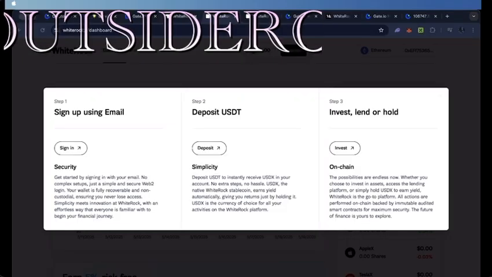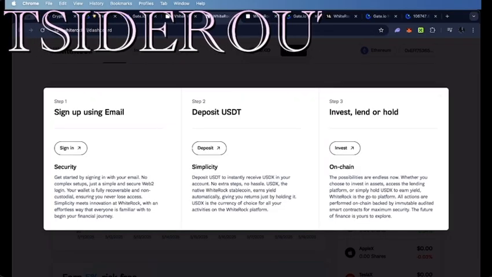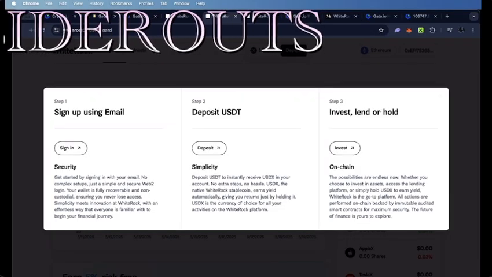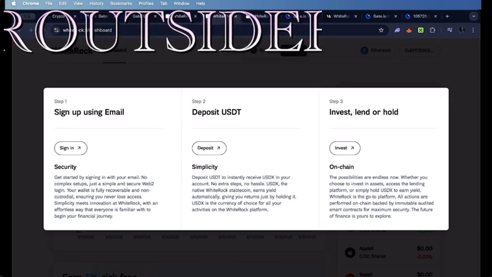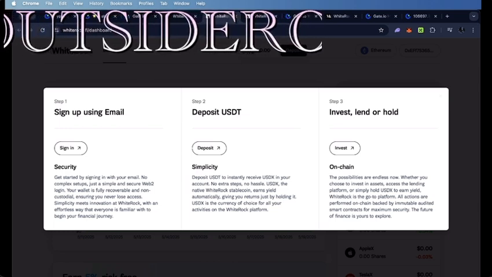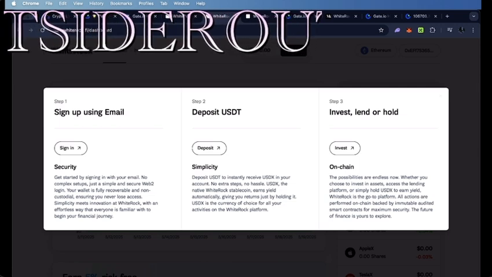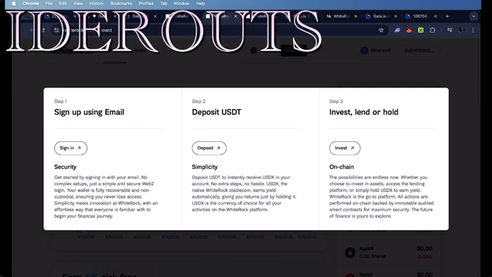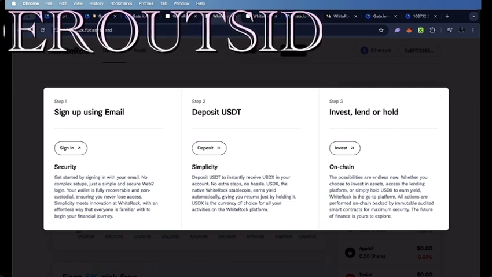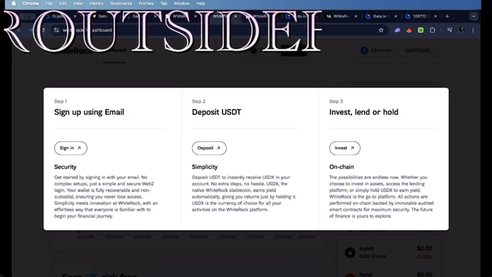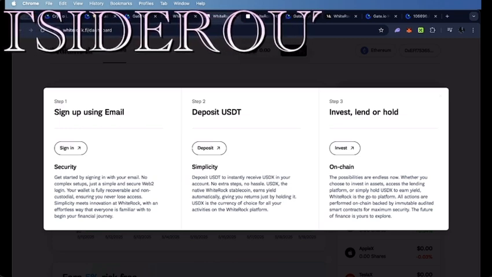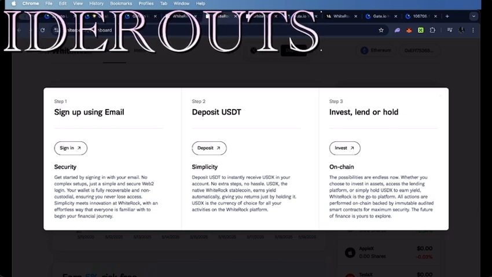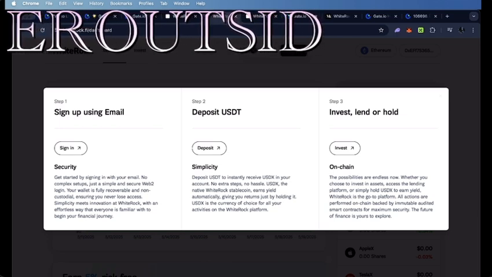Okay, it says that we got security: sign up using email. Get started by signing up with your email, no complex setups, just a simple and secure Web2 login. Your wallet is fully recoverable and non-custodial, ensuring you never lose access. Simplicity meets innovation at Bytrack, with an effortless way that everyone is familiar with to begin your financial journey.